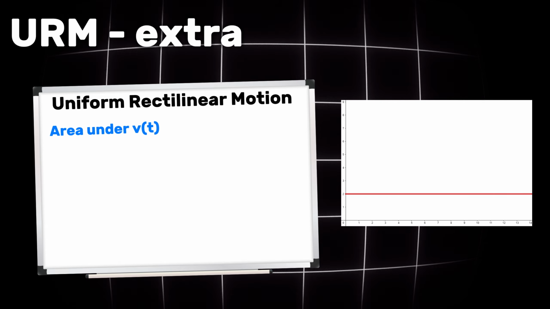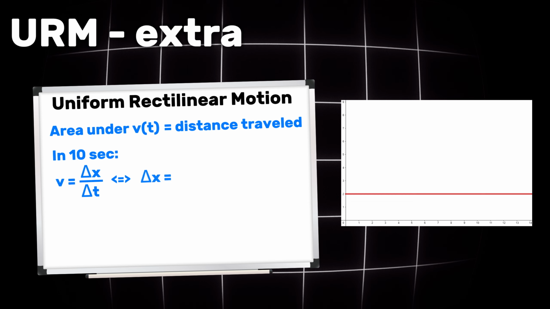Also, the area under the velocity graph corresponds to the distance traveled by the object. For example, if we have an object with a velocity of 2 meters per second, then we can calculate the distance it moved in 10 seconds, both algebraically and visually using the graph. Algebraically, we can rewrite the formula. Velocity equals delta x over delta t. So delta x is equal to delta t times velocity. Then we get that delta x is equal to 2 times 10, which equals 20.